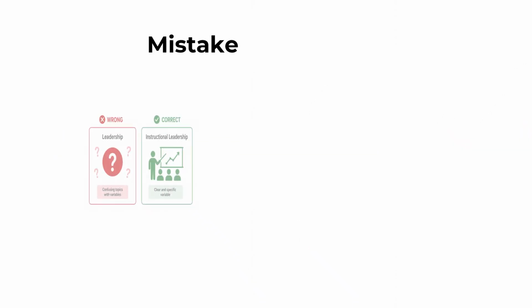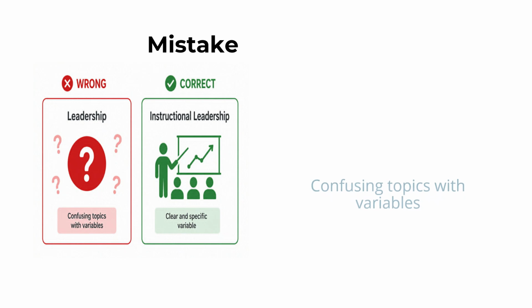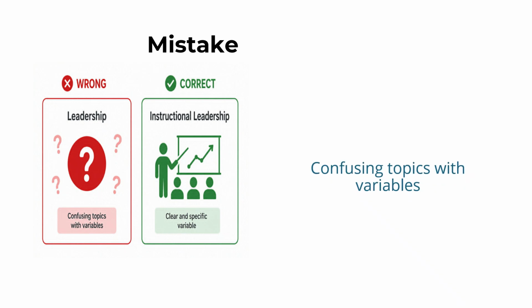One common mistake is confusing topics with variables. For example, using a broad term like leadership may be too general, but instructional leadership is clearer and more specific. And remember, the clearer your variable, the stronger your study.